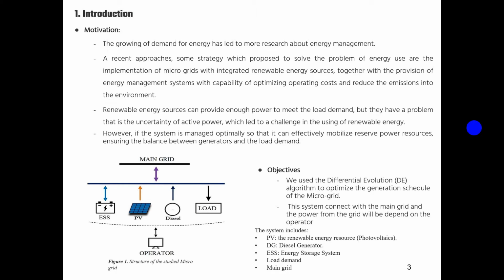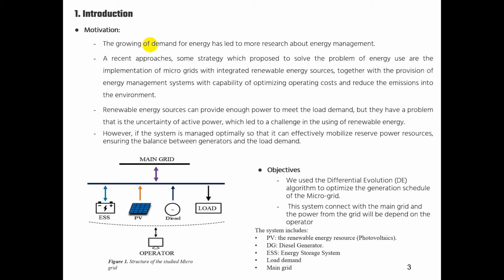In the introduction section, we have two sub-sections: the motivation and the objective. The growing demand for energy has led to more research about energy management. A recent approach to the problem of energy usage is the implementation of microgrids with integrated renewable energy sources, together with an energy management system capable of optimizing operating costs and reducing emissions into the environment.